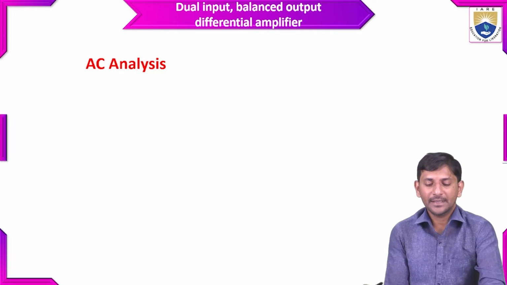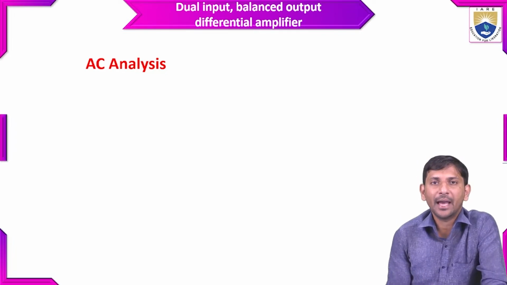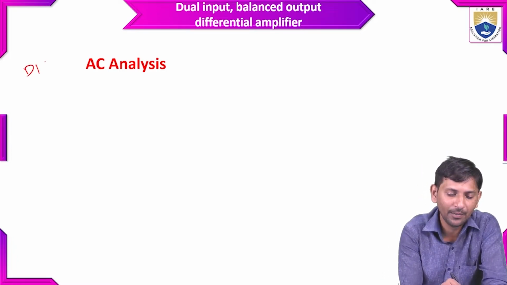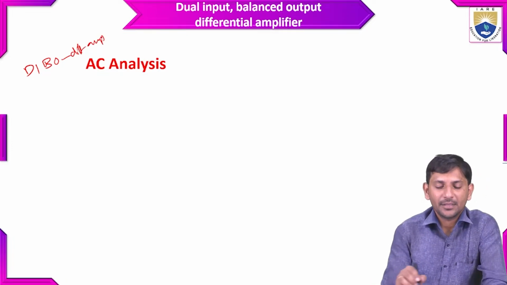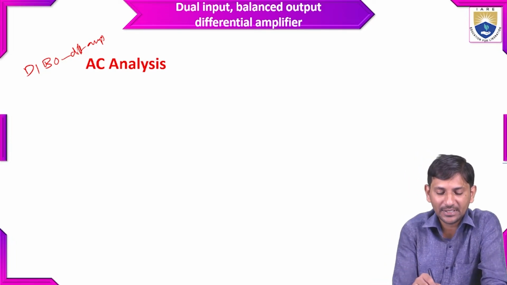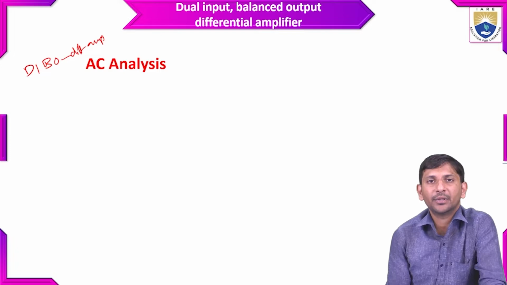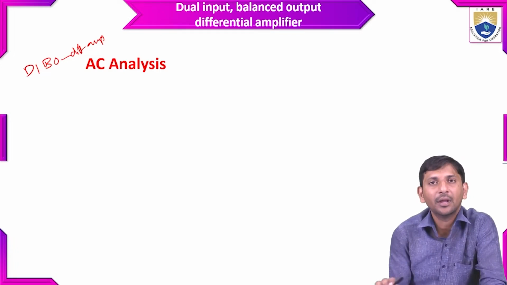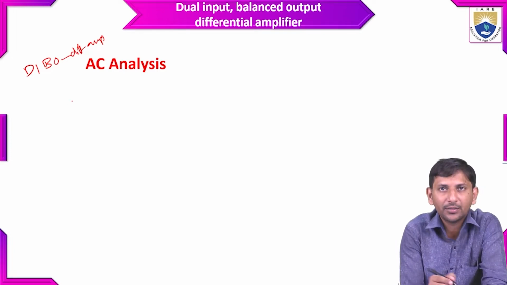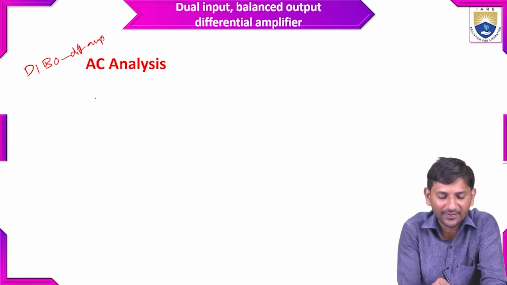So now we will see the AC analysis of the dual input balanced output differential amplifier. How do we do this AC analysis? What are the steps to measure the gain, input resistance and output resistance of the differential amplifier circuit? Let me first draw the circuit of the dual input balanced output differential amplifier.